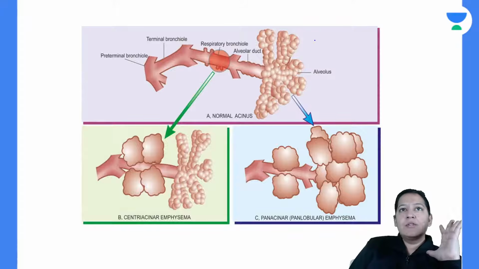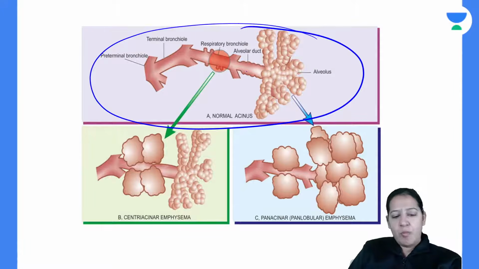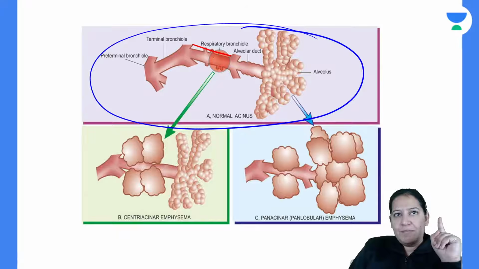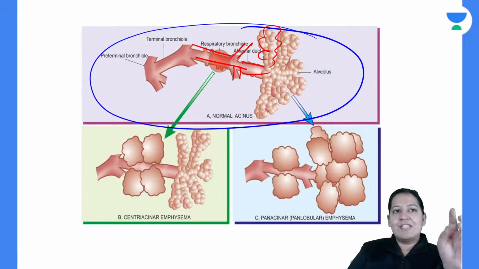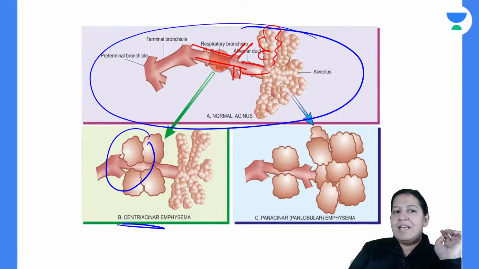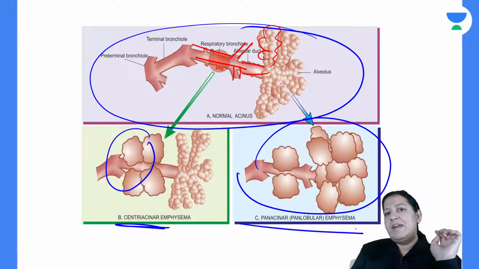You can see this is normal. Appreciate the 3 structures in the normal, everyone. This is the respiratory bronchiole. These are alveolar ducts and these balloons are alveolar sacs. All of them are normal. So if only the respiratory bronchiole is dilated, it is Centriacinar. If all of them are dilated, it is Panacinar.